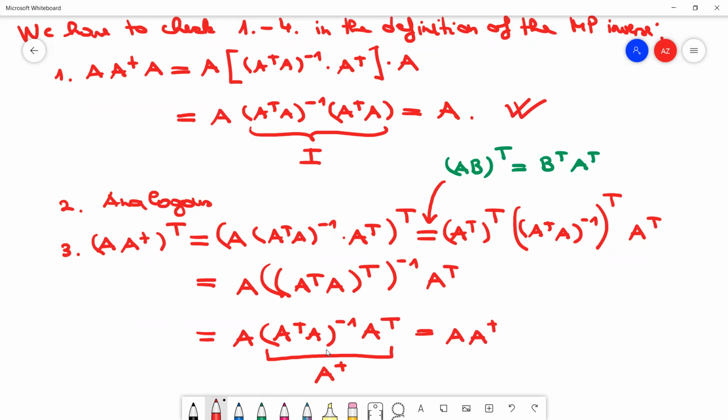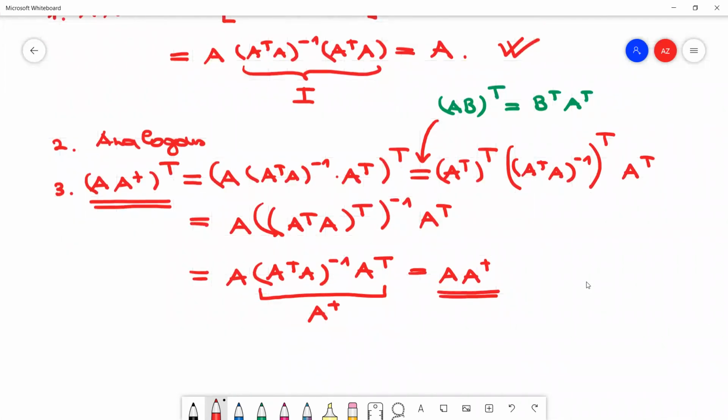So we started with AA plus transposed, and we end with AA plus. So this AA plus is really symmetric, and the third condition of the Moore-Penrose inverse is met. And 4 is analogous to 3. So the second condition is analogous to 1, and the fourth condition is an analogous computation to the computation in 3.